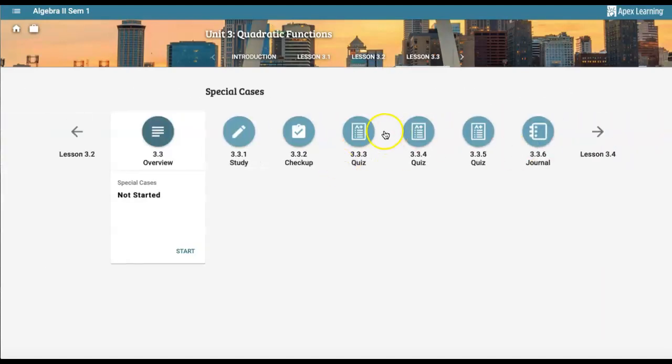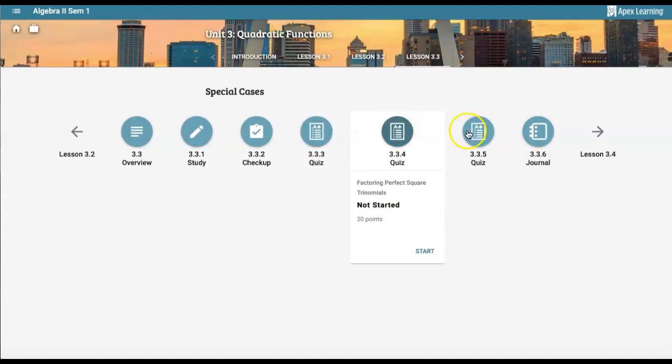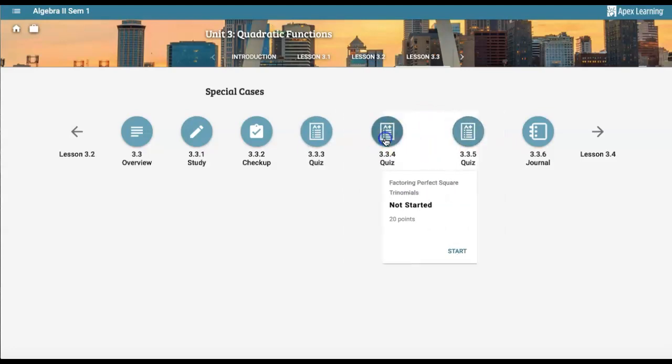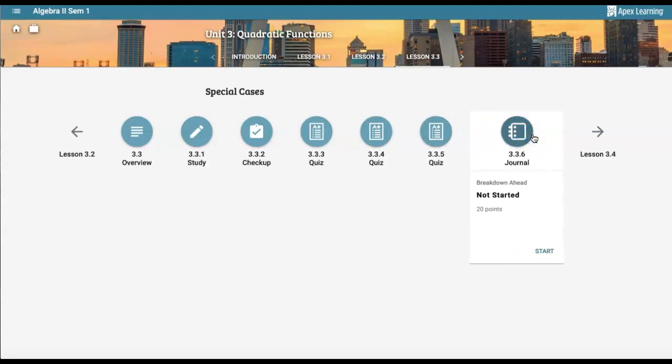All right, same thing here. You have 3 quizzes for 3.3, and I told you how to find it, right? This one's factoring a difference of squares, factoring perfect square trinomials, and then this one is sum or difference of 2 cubes, right? And again, reminder, this 3.36 journal is extra credit if you would like, okay? It is an extra credit opportunity.